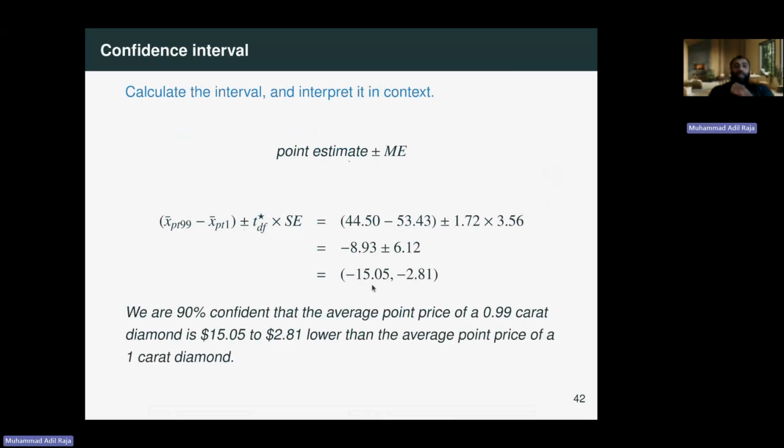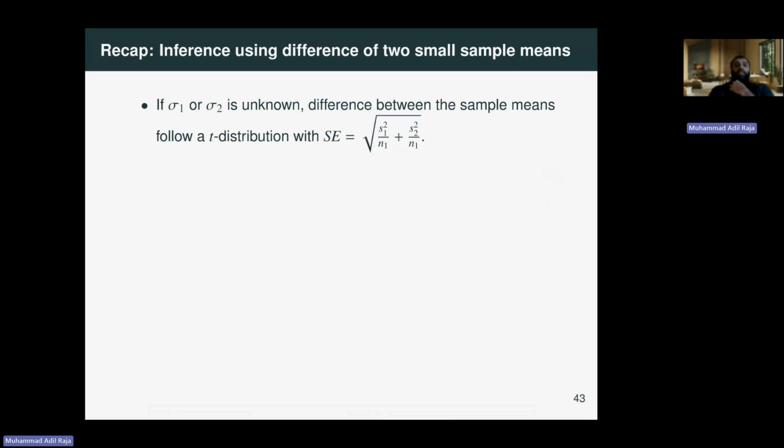And it says that we are 90% confident that the average point price of a 0.99 carat diamond is 15.05 to 2.81 lower than the average point price of a 1 carat diamond. We did this exercise before, so this is just a recap. If the sample sizes are not equal, we compute the standard error using the square root of S1 squared over N1 plus S2 squared over N2. So this is not N1 but N2 actually.